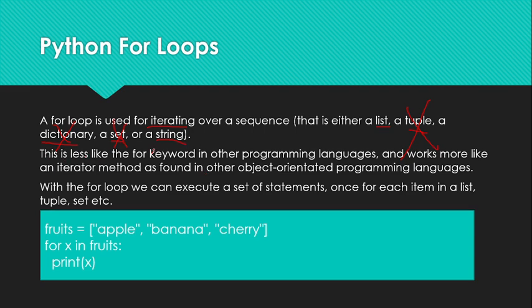Now this is less like the for keyword in other programming languages and works more like an iterator method as found in object-oriented programming languages, which are C++ or CPP, C#, JavaScript, which we are going to be learning about, and finally Java, the one with the coffee logo. That one, that's Java.